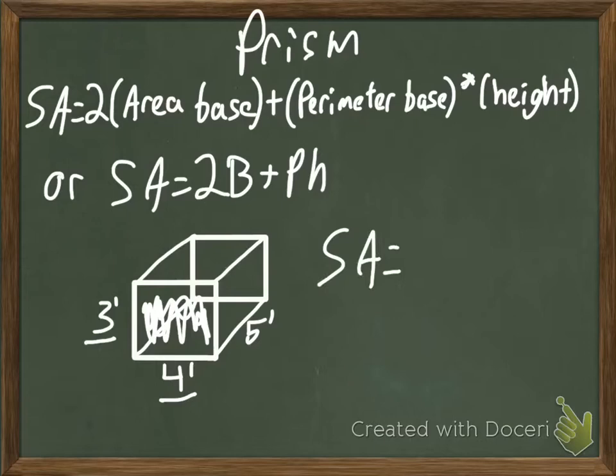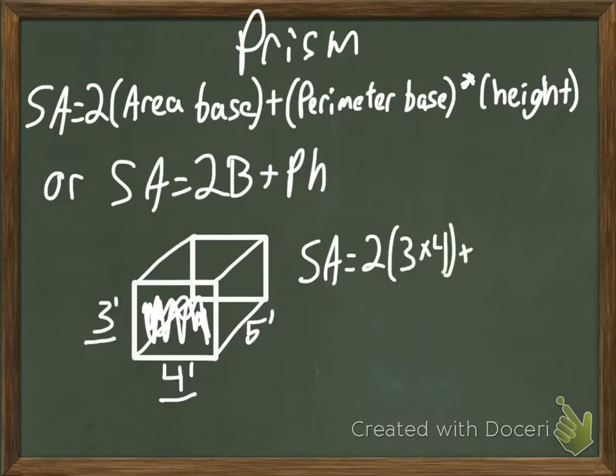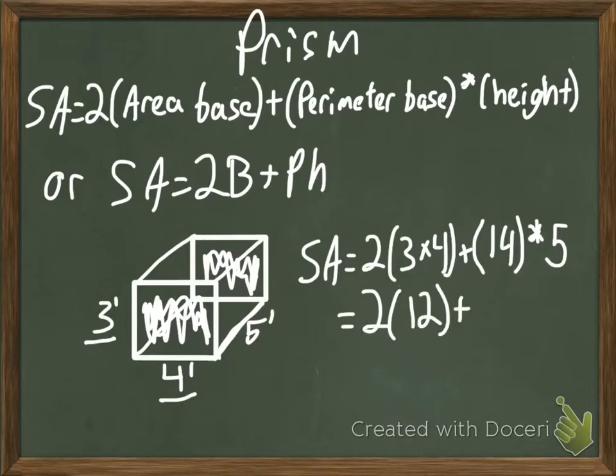So surface area equals 2 times 3 times 4. I'm going to rewrite that smaller so I have more room. Plus the perimeter, and the perimeter looks like it's 14 times the height, and the height is 5. And the height is what goes from base to base, that 5 here, because we have a top base and a bottom base. Do some simplifying. We get 94, and that is feet squared. Remember, this is an area, so we have square feet.